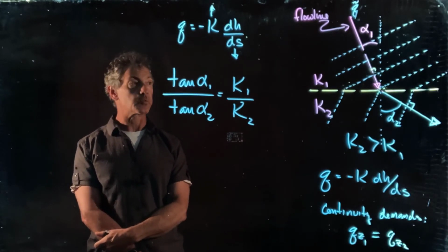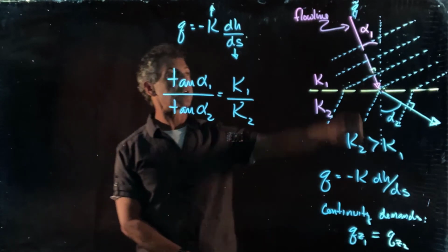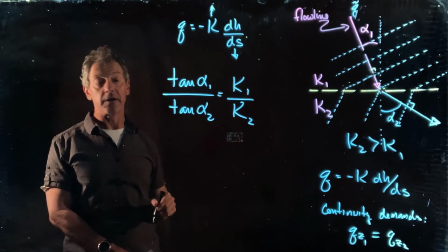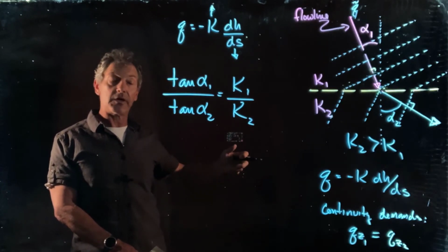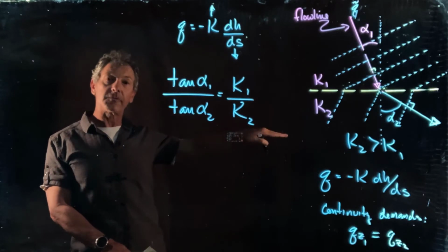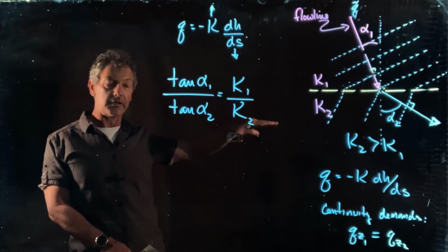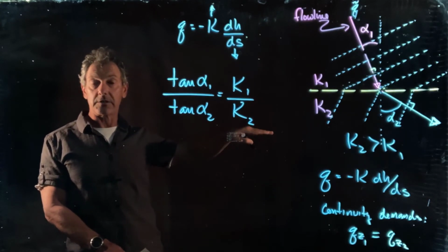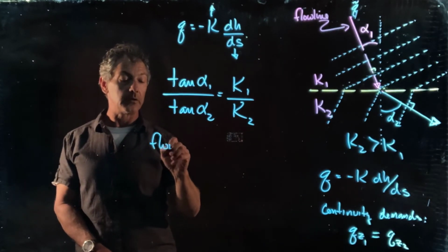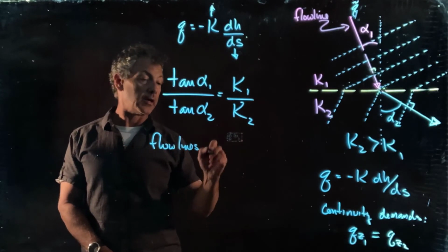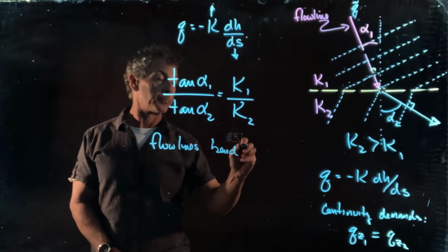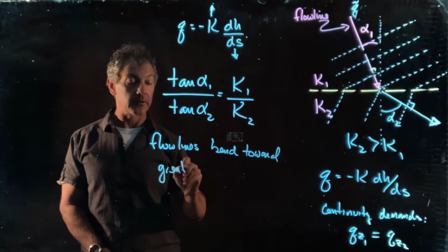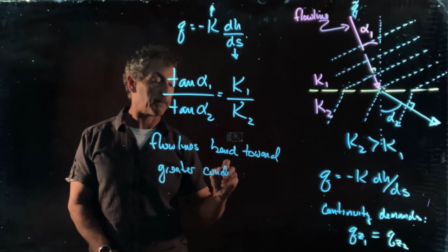But conceptually, it's really useful, because what we see here is that if we have flow coming at some angle to an interface or to a layer, and that layer has a higher hydraulic conductivity, it's going to bend those flow lines around that higher hydraulic conductivity layer. And so we end up with flow lines that bend toward greater conductivity.